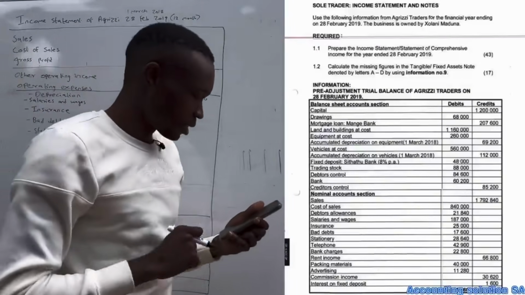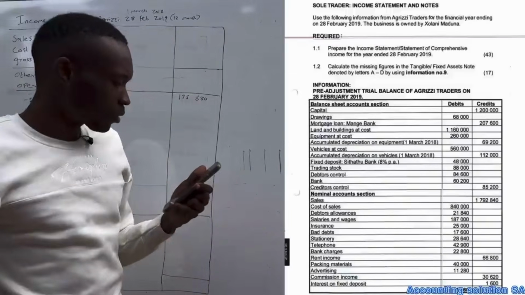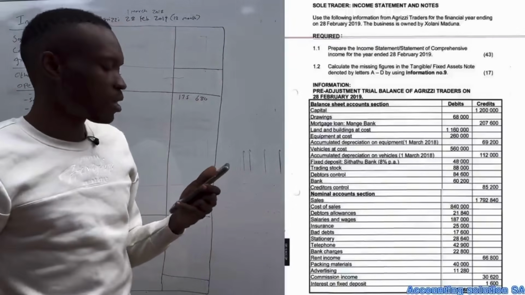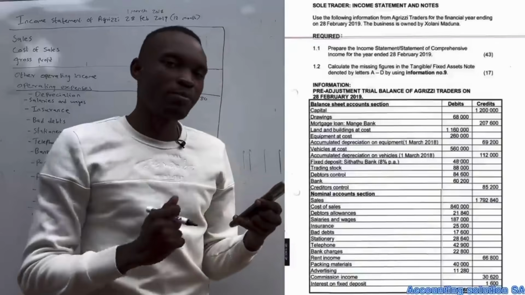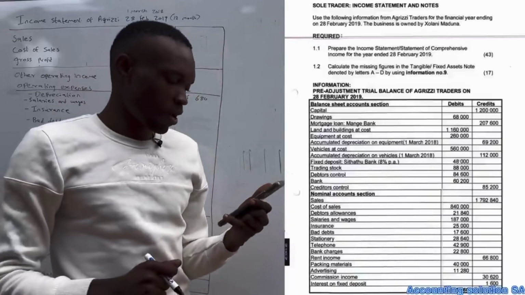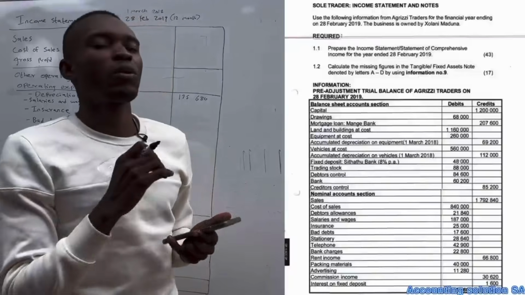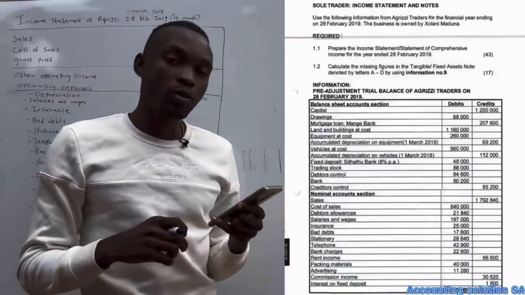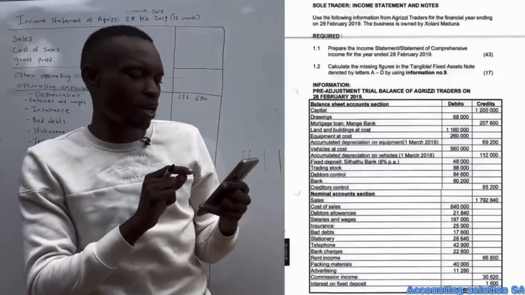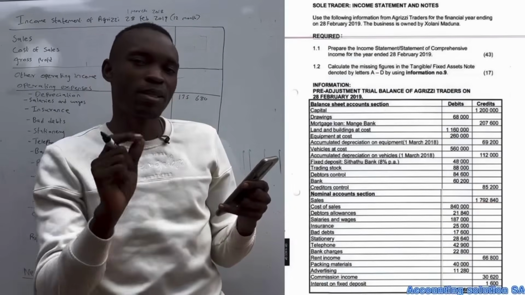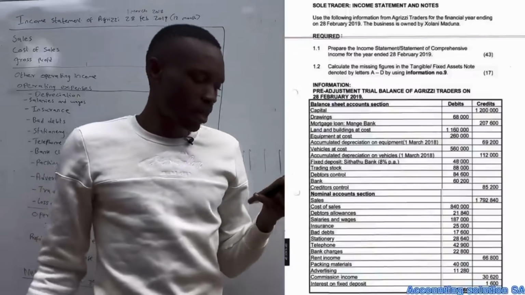Okay, let's start. Then we have 1.1, prepare the income statement for the year end 28 February 2019, 43 marks. That's what we are going to do. Then they give us the pre-adjustment trial balance. The most amounts that we are going to use, guys, are from the nominal account section, because the nominal account section is for the income statement. Even though we're going to pick some of the amounts under balance sheet, it's not exactly as it is, but to assist us to calculate something like interest. So let's look at the nominal account section.